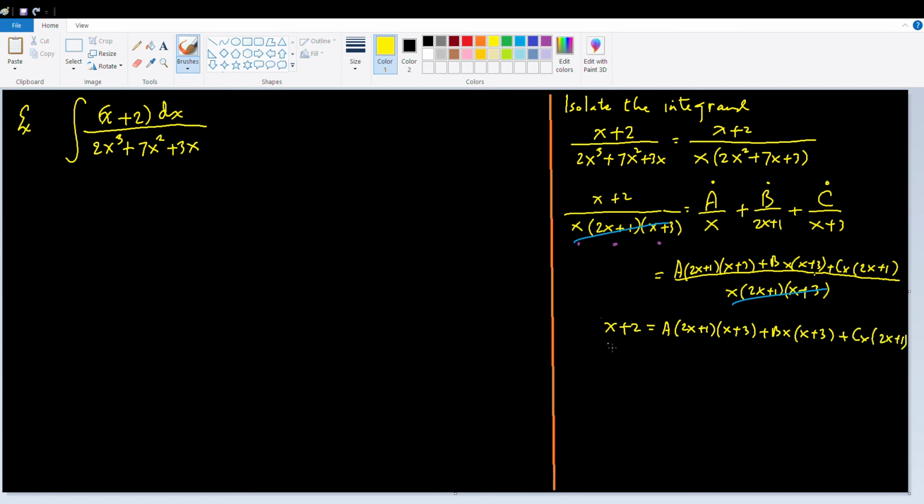Let us use the substitution method. We get rid of x, so let x be equal to 0 to get rid of the first factor. So all x's will be 0. So 0 plus 2 is 2. 2 times 0 plus 1 is 1. 0 plus 3 is 3. So 1 times 3 is 3 times a, or 3a. bx and cx are both 0. So our a is 2 over 3.